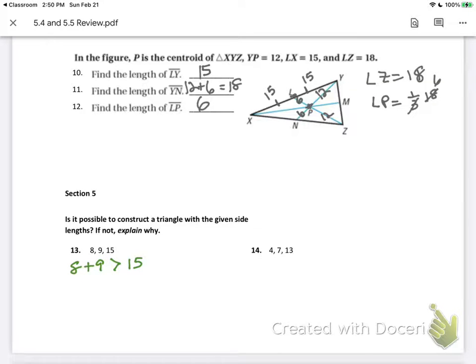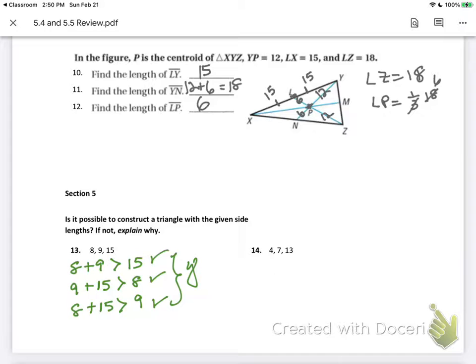So try your combinations. So then I'm going to say 9 plus 15 has to be greater than 8, and 8 plus 15 has to be greater than 9. So check these. Okay, 8 plus 9 is 17. That is greater than 15. That works. 9 plus 15 is clearly greater than 8 because either of these numbers is greater. And 8 plus 15 is also greater than 9. So you can say yes.